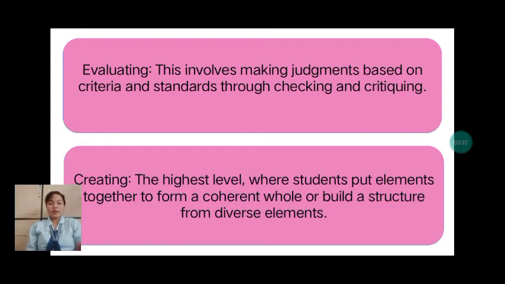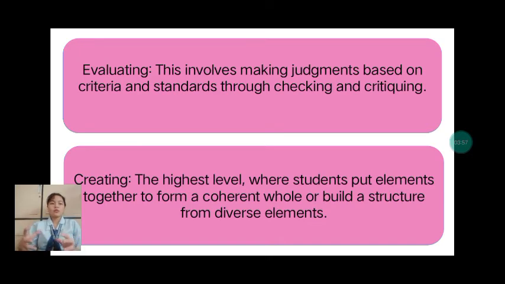And the final level, the top level, is creating, which is the highest level where students put elements together to form a coherent whole or build a structure from diverse elements. So finally, at the pinnacle of the taxonomy is creating.